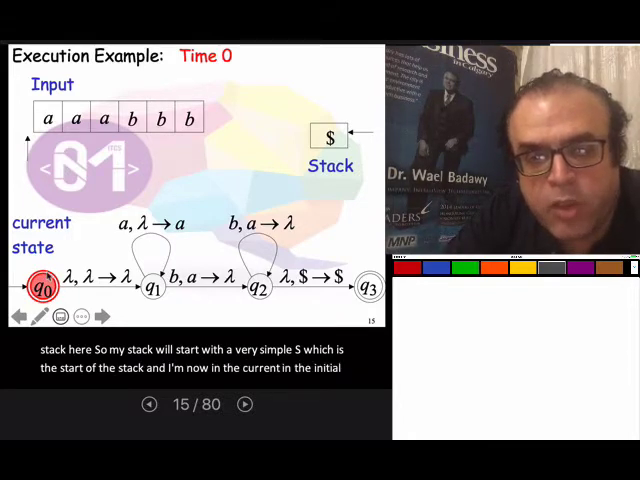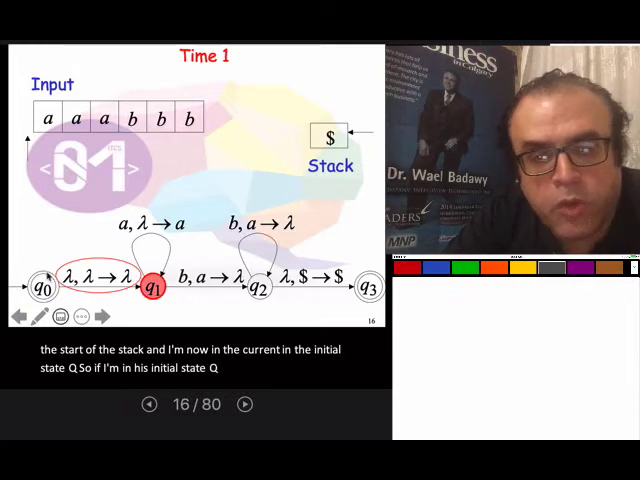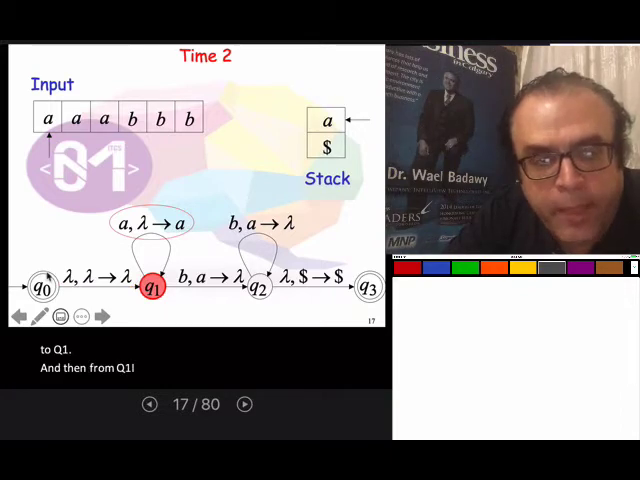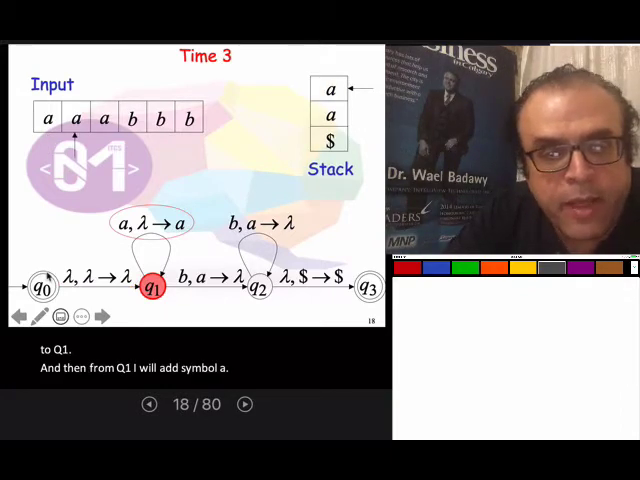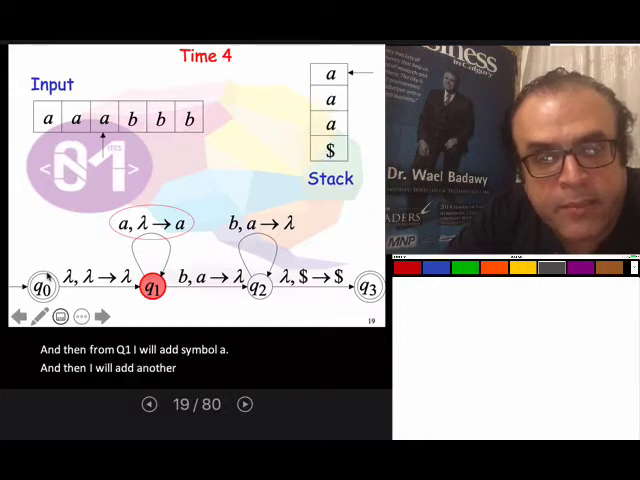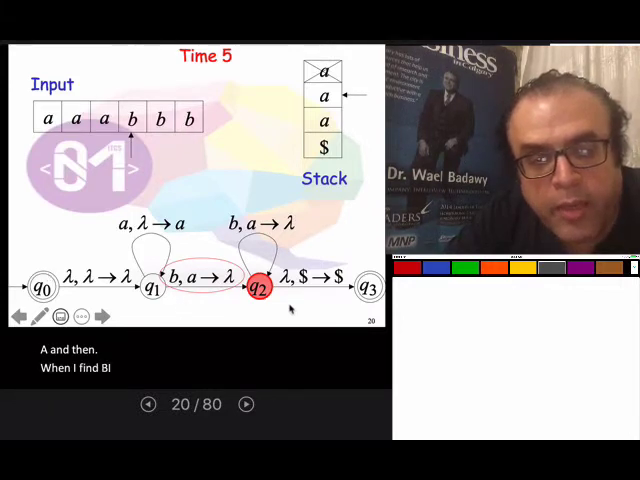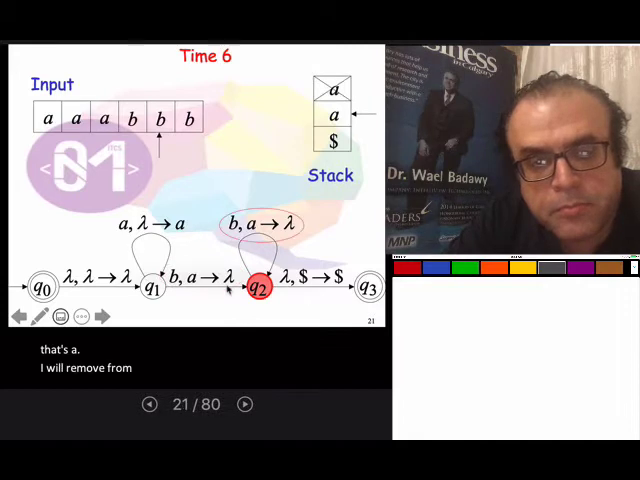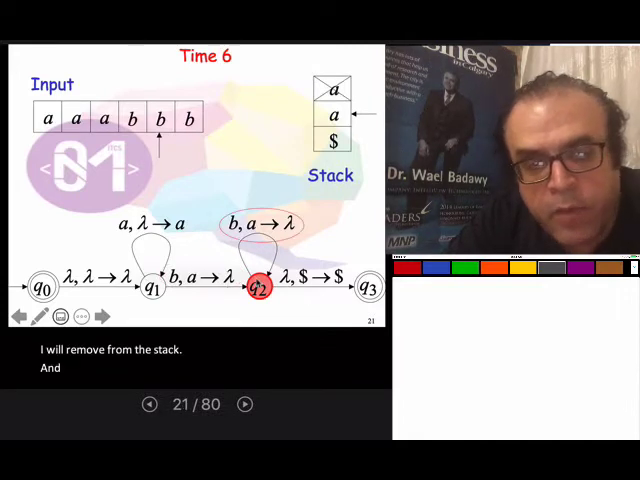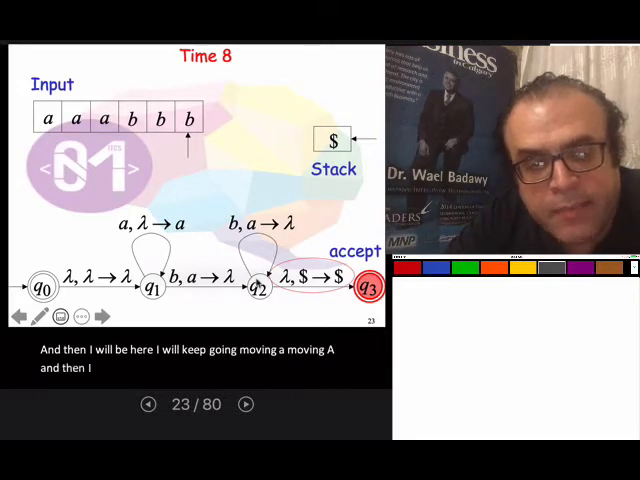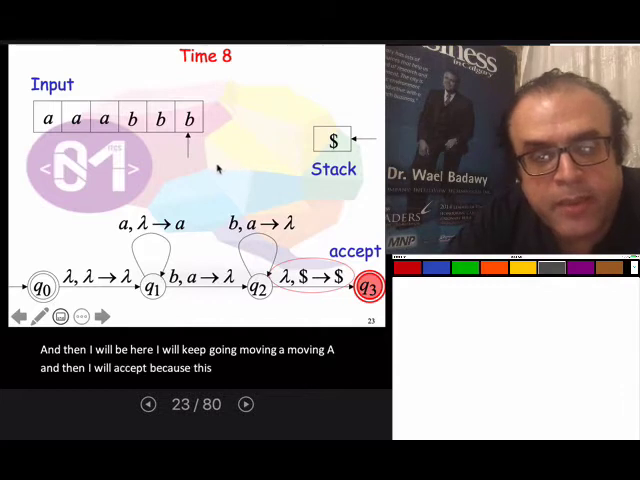If I'm in the initial state Q0, at time 1, I will move to Q1. And then from Q1, I will add symbol A, and then I will add another symbol A, and another symbol A. And then when I find B, I will move to Q2, and I will find out that's A. I will remove A from the stack, and then I will be here. I will keep going, removing A, and then I will accept, because this particular expression is accepted.